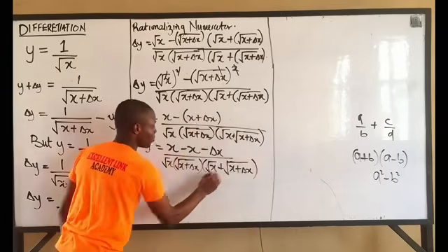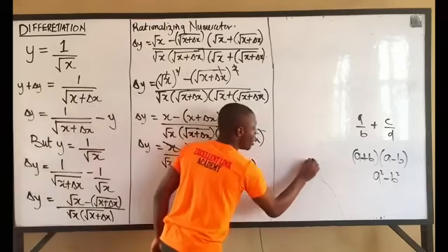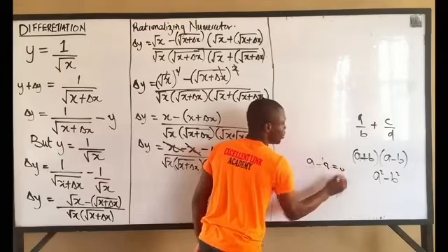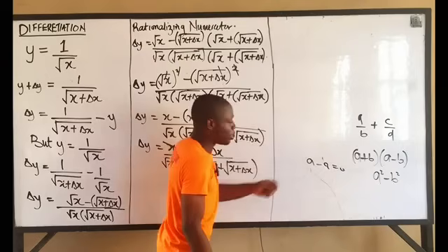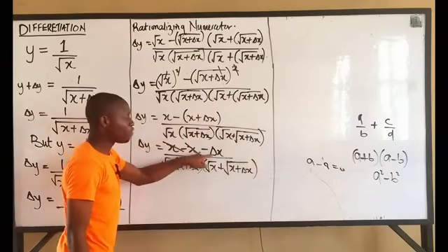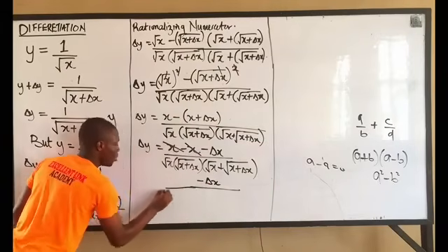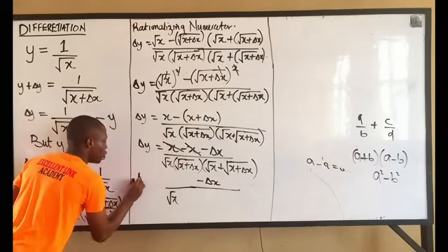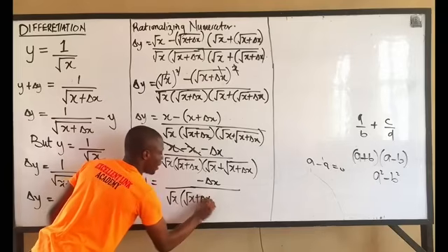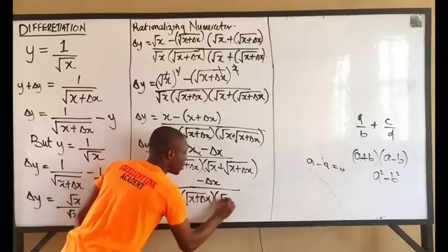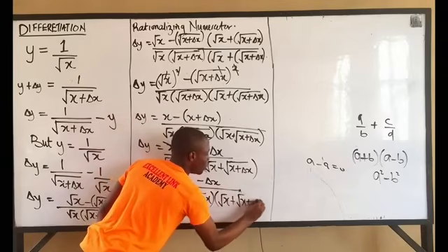Look up, please. Of course this cancels this. True or false? True. If I have a minus a, that's 0. Plus a minus a, that's 0. 1 minus 1, 0. A minus a, 0. Similarly, x minus x is 0. I'm left with minus change in x all over root x. Of course, I have that change in y is equal to root x into root x plus change in x, next up, root x plus root x plus change in x.